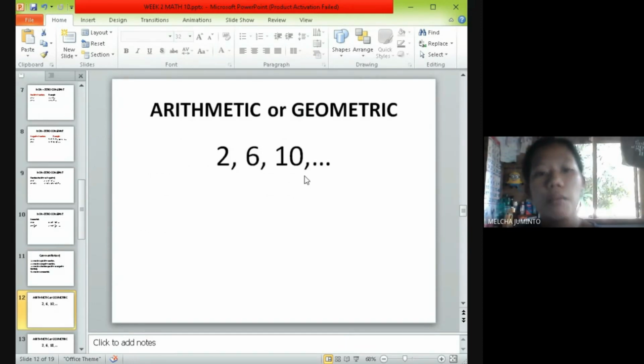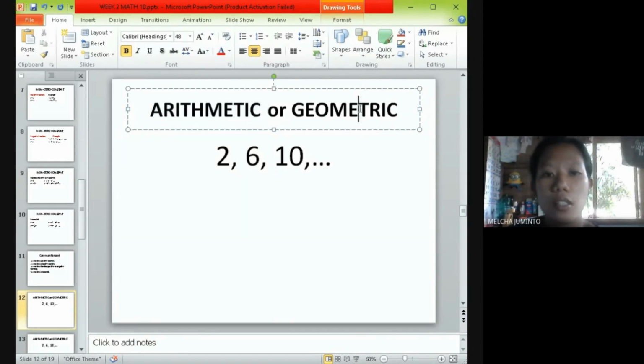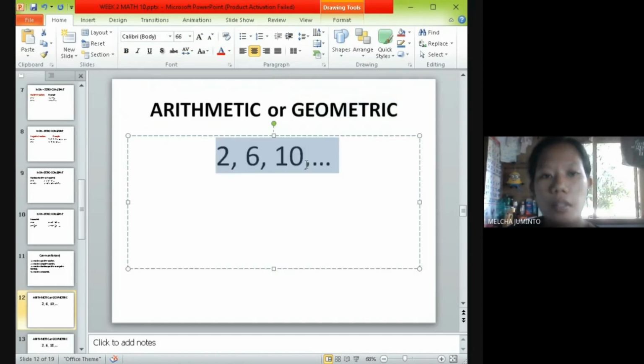I will be showing some sequences and then you will tell me if it is arithmetic or geometric. Again, it is arithmetic if there is a common difference. When you say common difference, there is a constant number being added repeatedly from one term to the next term. It is geometric if there is a common number, a constant, being multiplied repeatedly from one term to the next term. Let's say, for example, the sequence is 2, 6, 10, and so on. Arithmetic or geometric?